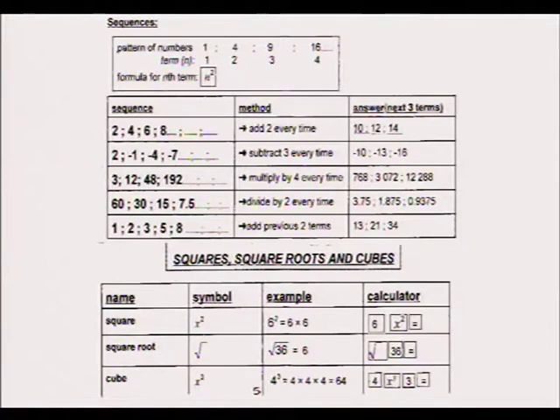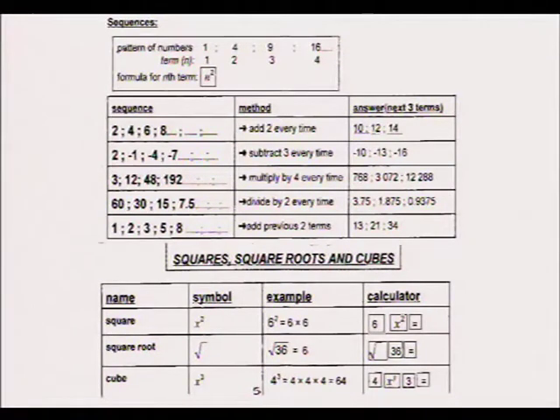Then there are also sequences, patterns of numbers. So the pattern of numbers in the first one is 1, 4, 9, 16. So the term, in short we can say it's N, is term 1, term 2, term 3, term 4. The formula for the nth term is N to the power 2. Then you see the sequences, how we can find the answer. You can do it on your own and see whether you can find the answers. But it is given, so you can control yourself and make sure it's right.